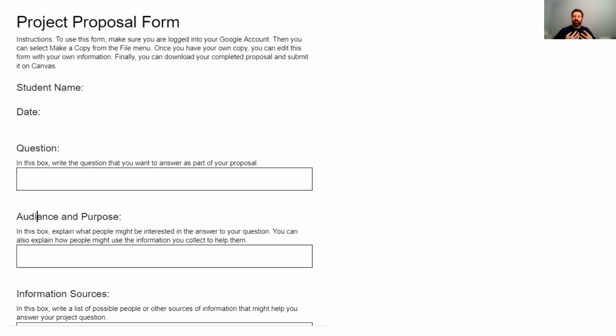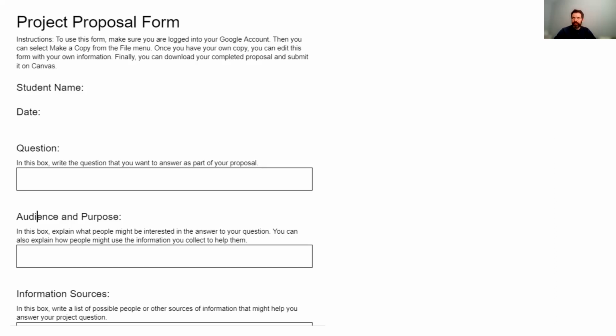For example, if I had the question about flooding, what can we do to reduce problems with flooding? I think the people who would want to know about that are maybe city managers and other designers who work to make sure that cities are safe for people.